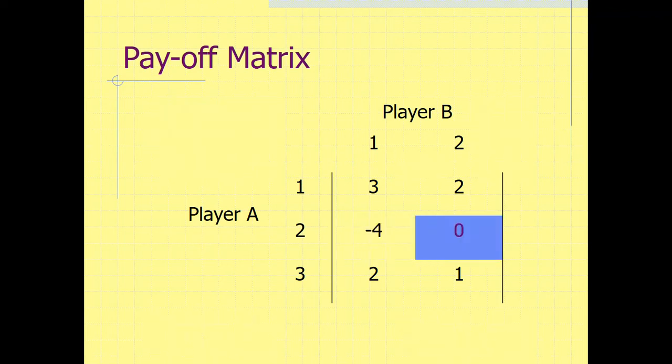This value means neither player A gains nor player B gains. This is if player A selects third strategy and player B selects first strategy. This is when player A selects second strategy and player B selects second strategy.